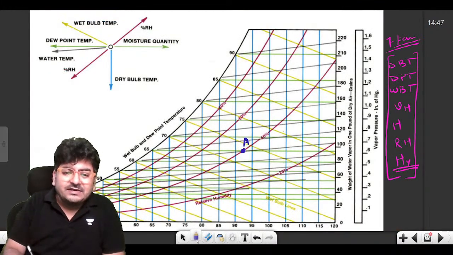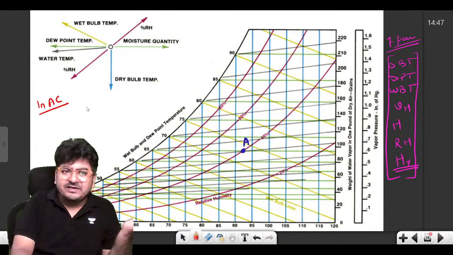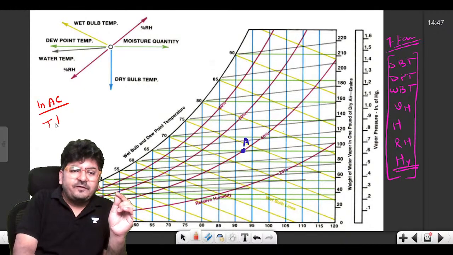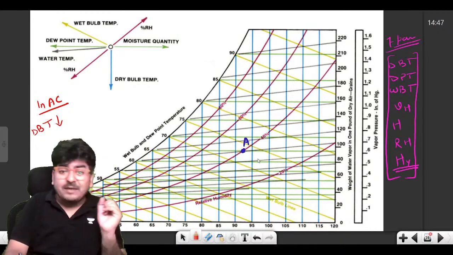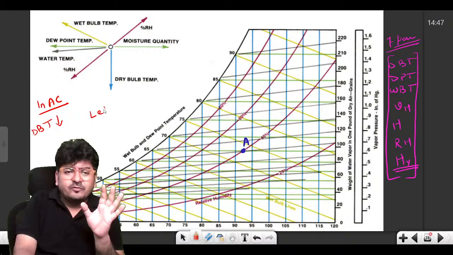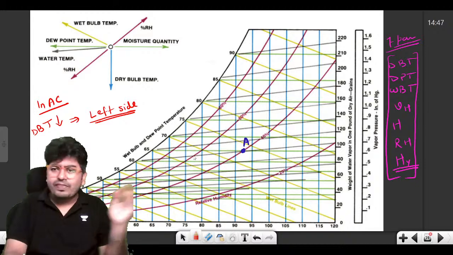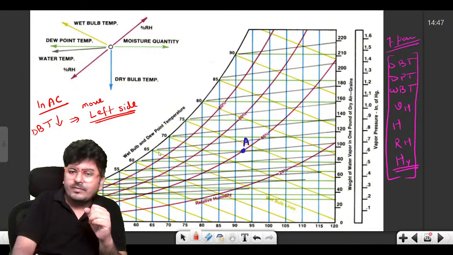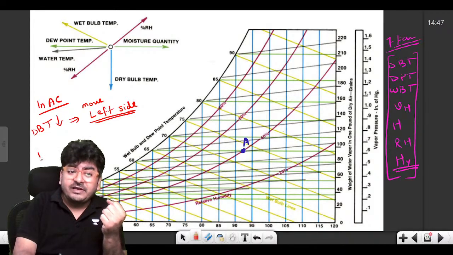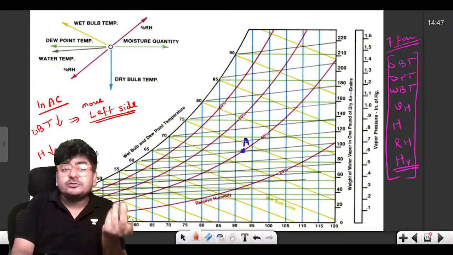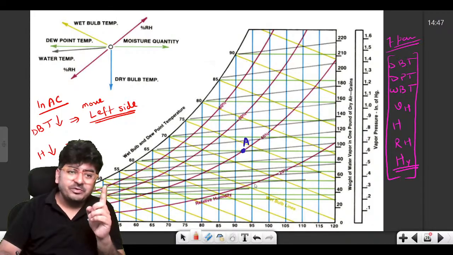So you know that in air conditioner, what is happening? In air conditioner, I have explained everything till now to you. The temperature of air is decreasing. Basically, the dry bulb temperature. So dry bulb temperature decreases, so it is obvious it has to move on the left side. Correct. Then here, dehumidification is also taking place. So that means humidity will also decrease. I'm not talking about the relative humidity. I'm talking about the absolute humidity.